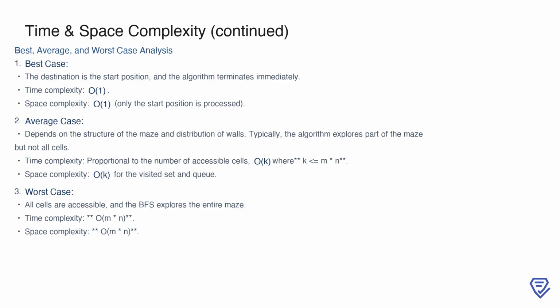This gives a time complexity of O(K), and a space complexity of O(K), due to the visited set and queue. Finally, in the worst case, where all cells are accessible, the BFS must explore the entire maze. This results in the maximum time complexity of O(m * n), and space complexity of O(m * n). These bounds ensure the algorithm performs consistently across different maze configurations.